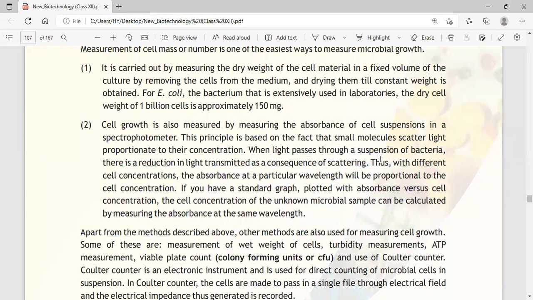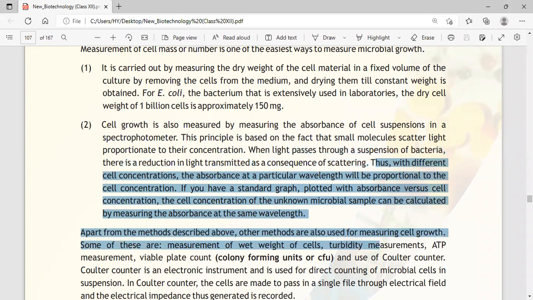Thus, with different cell concentrations, the absorbance at a particular wavelength will be proportional to the concentration. The cell concentration of an unknown microbial sample can be calculated.